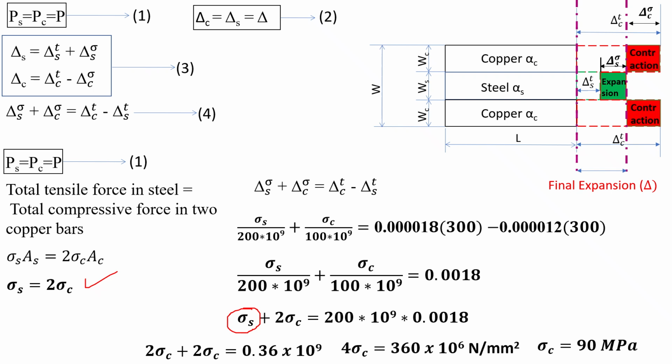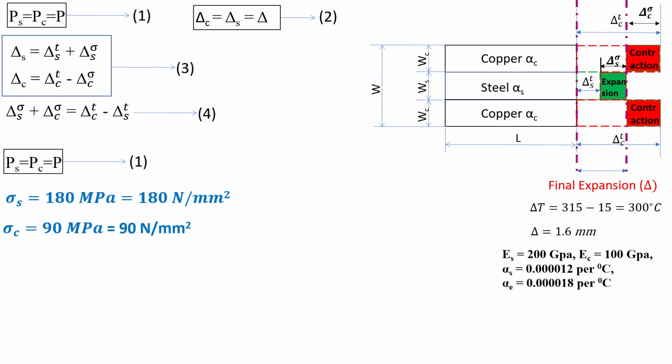So we got the stress in the copper bar, that is 90 MPa. So sigma c equal to 90 megapascal. Then sigma s equal to 2 times sigma c, which is equal to 180 megapascal. So we got the stresses in steel and copper bar: sigma s equal to 180 Newton per mm square and sigma c equal to 90 Newton per mm square.